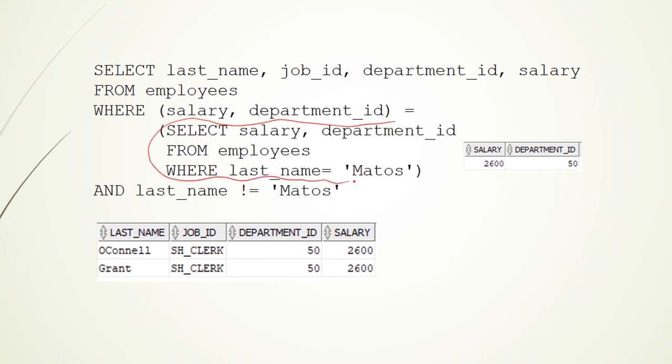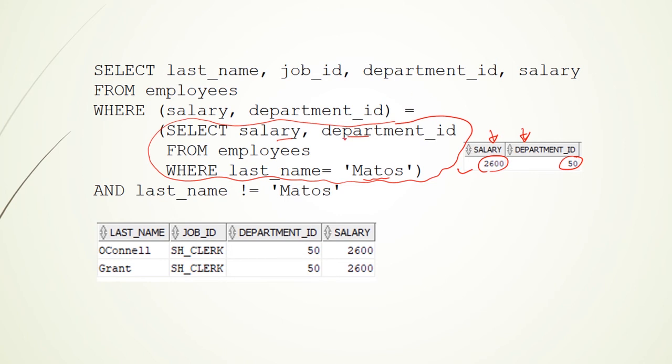It returns the salary and department ID of employee Matos. This is the output of this subquery. As we can see, the subquery returns two columns, the salary and the department ID. So these two columns will be used by the main query.